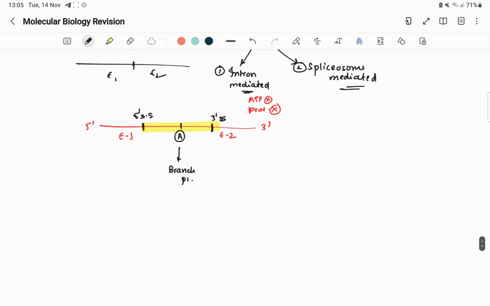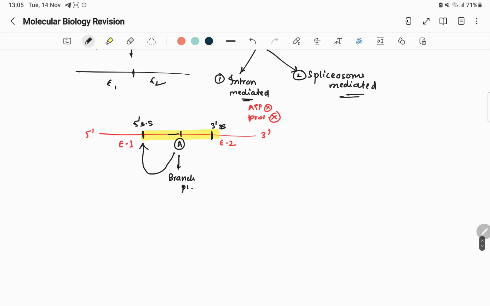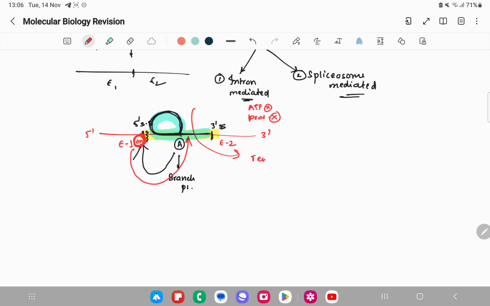So what happens is that the branch point attacks the 5' splice site. The whole part gets bent like this, and it detaches from here and generates an OH group here, which is called a 5' OH group. After this occurs, this OH group will again attack here, and this whole part will get removed.